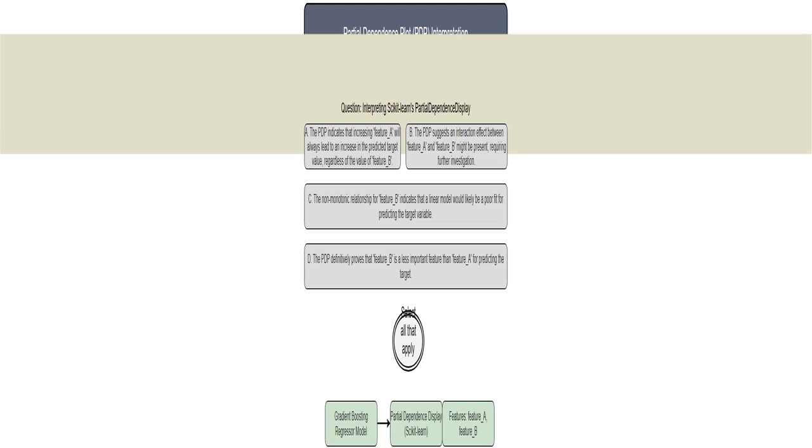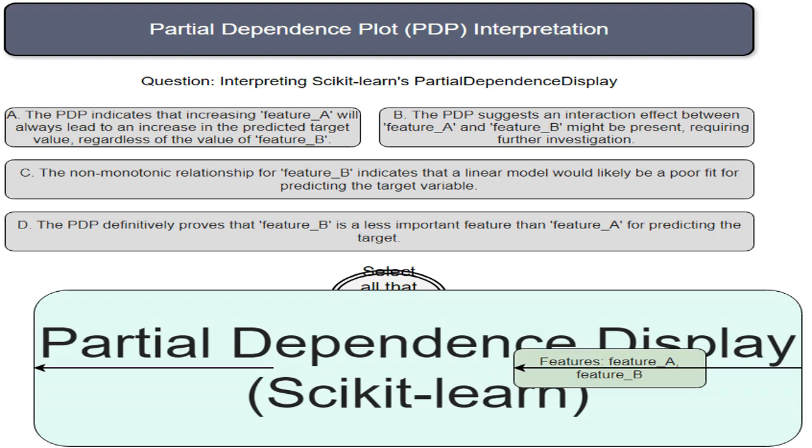I'm looking at a question about understanding partial dependence plots, which are created using a scikit-learn tool called PartialDependenceDisplay. The question tests your understanding of how to interpret these plots to understand how features affect a model's predictions. This refers to a specific function within the popular Python machine learning library, scikit-learn, that's used to create partial dependence plots. I use this function to visualize the relationship between features and the target variable.